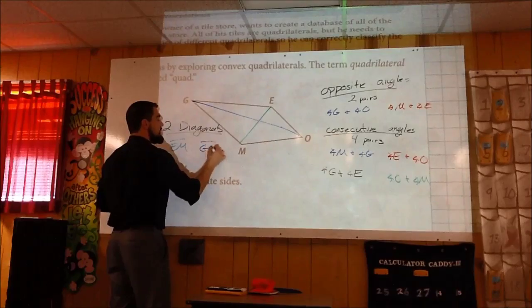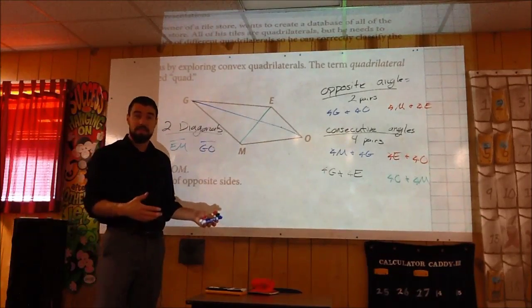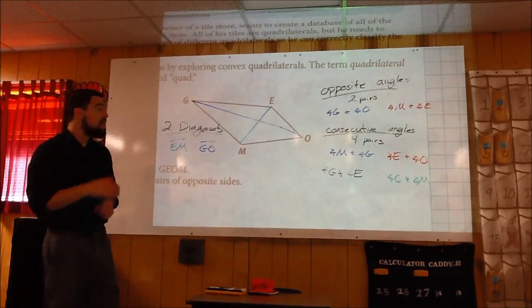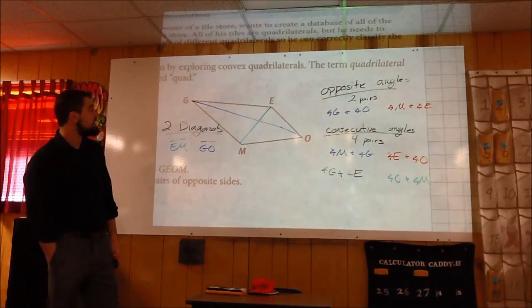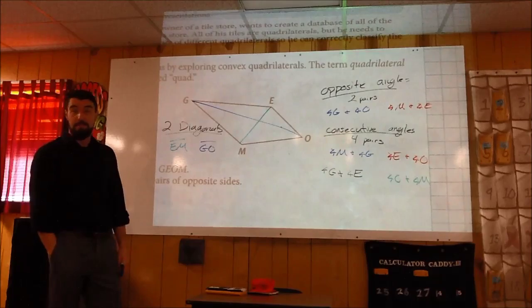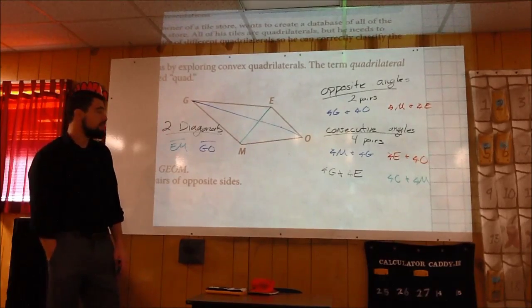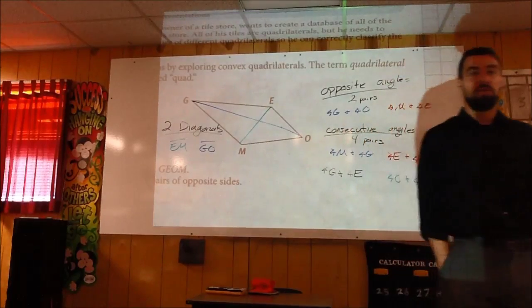Now sometimes your diagonals are perpendicular, sometimes they're congruent, sometimes they bisect each other, all kinds of fun stuff. Just depends on what shape you have. So any questions about just the very basic information about quadrilaterals, diagonals, consecutive angles, and sides? Do you have any questions?